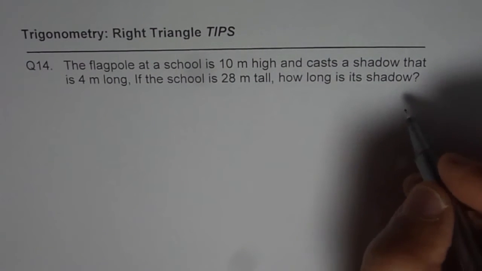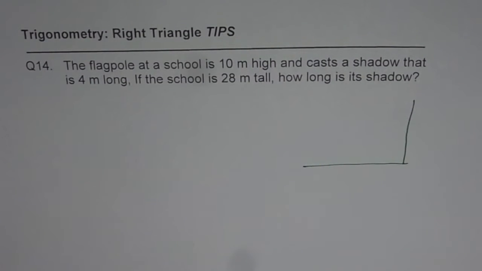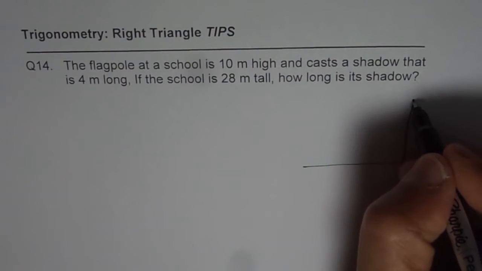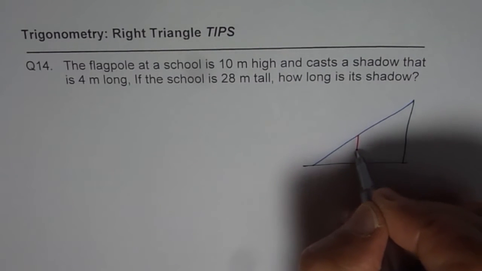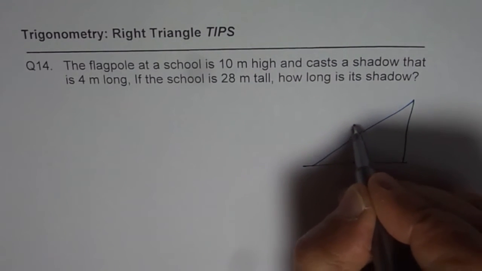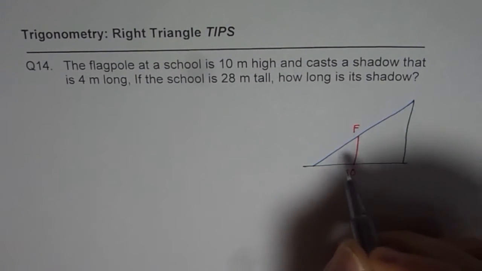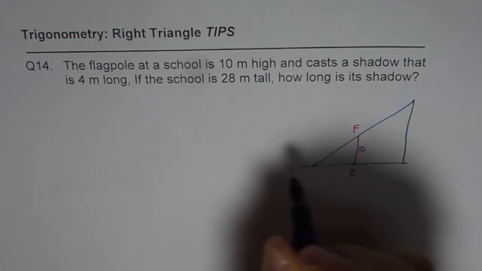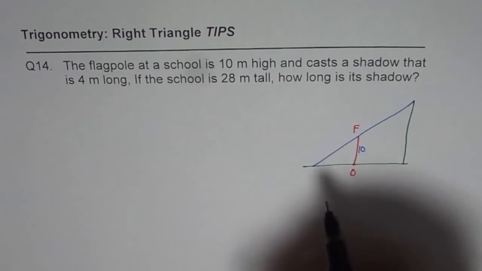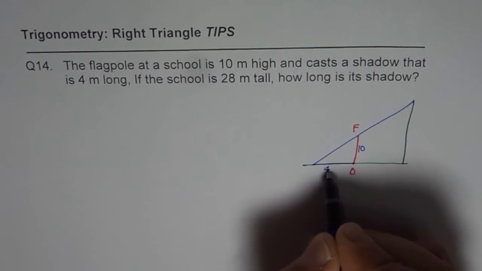Now this particular question can be solved in two different ways. We can think about similar triangles also. So what I'm doing here is I'm just trying to sketch the situation which could be solved using similar triangles. Let us say this is our flag, OF, which is 10 meter high, and it casts a shadow which is 4 meters long.